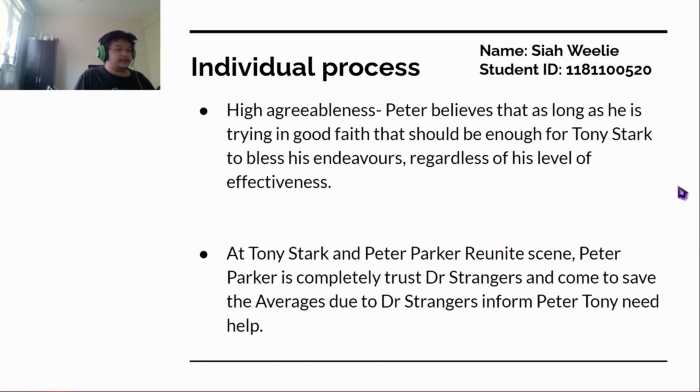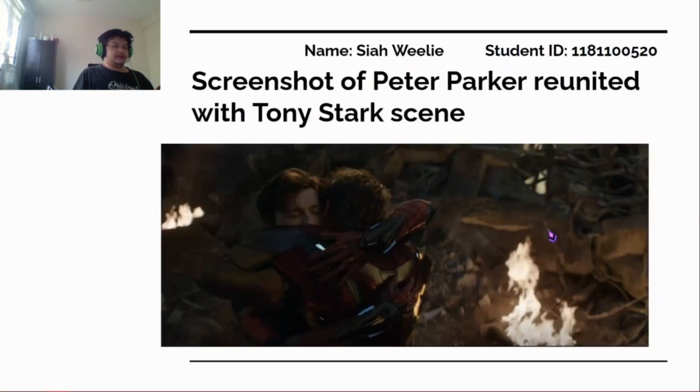At the Tony Stark and Peter Parker unite scene, Peter Parker completely trusts Doctor Strange and comes to save the Avengers, because Doctor Strange informed Peter that Tony needs his help. Here, we find out that Peter knows Tony is doing something to try to save people, and Tony needs Peter's help. So he believes Doctor Strange and comes to save the Avengers. And this is the screenshot of Peter Parker uniting with Tony Stark.